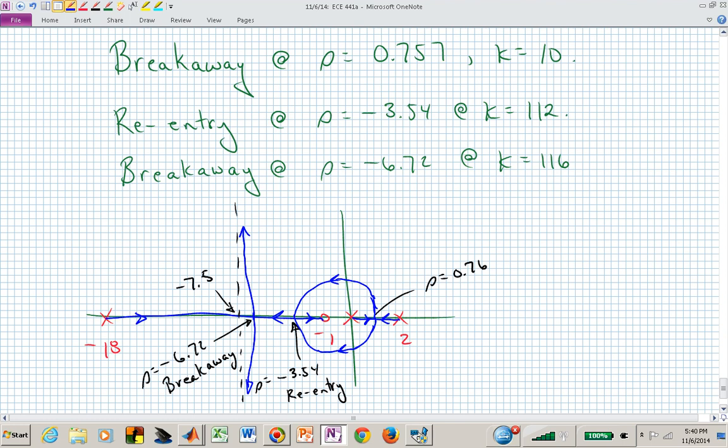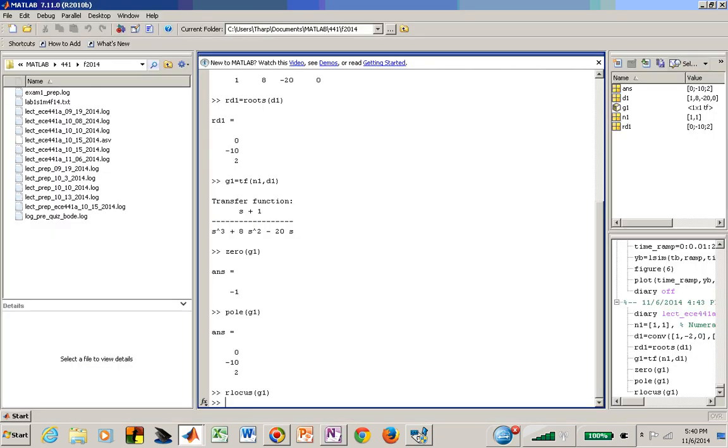I could now actually verify that with MATLAB if I wanted to. Maybe you don't want to, but I sort of would like to. The numerator I didn't change, so now let me change my denominator. Let's say this is D2. This is now 1, 16, minus 36, and 0.